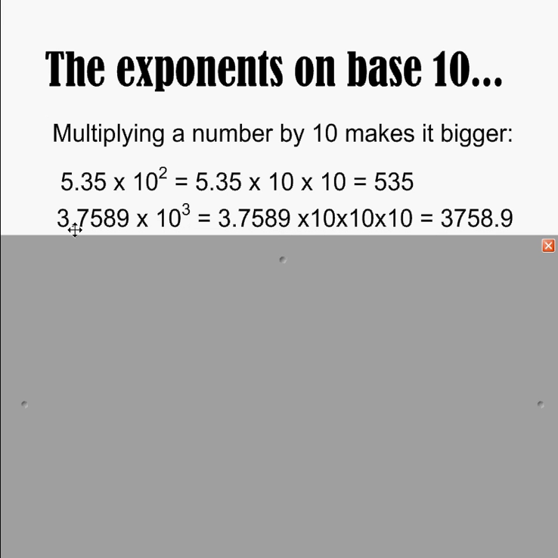Here's one, 3.7589 times 10 to the third power. Well, that's going to be 3.75 times 10 times 10 times 10. So in that case, your decimal ends up getting pushed over 3 times by those 10s.